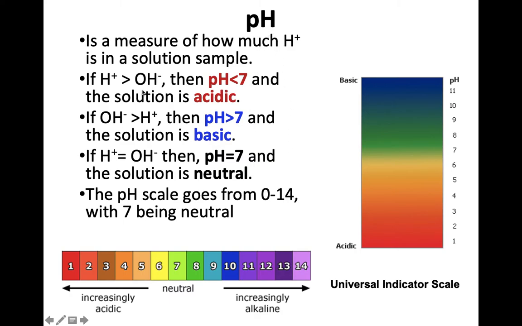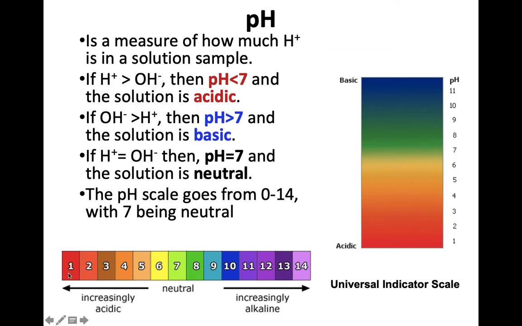Here's the same thing again. If H is greater than OH, then the pH is less than 7, which means it's an acid. If there are more OHs than H's, then the pH is going to be greater than 7, which makes it a base. If the H's equal the OH's, that is neutral, which is 7. And the scale goes from 0 to 14.